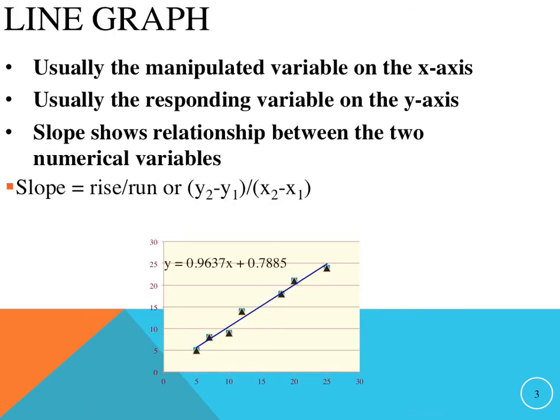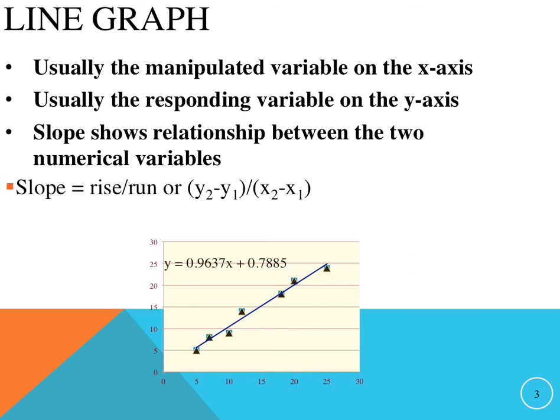One of the ways that we like to see data is in a line graph. Usually the manipulated variable is on the x-axis, so that's going horizontal across the bottom, and the responding variable is on the y-axis, the vertical axis going up and down on the left. Keep in mind I am using the term usually.